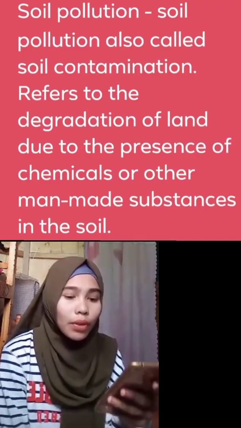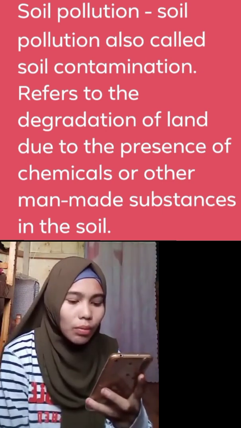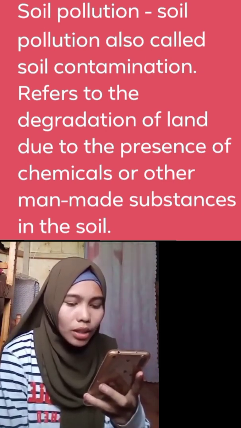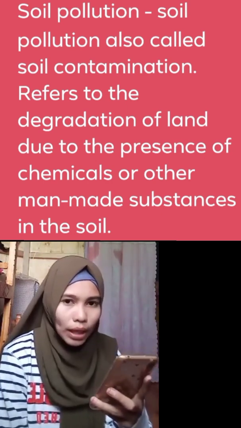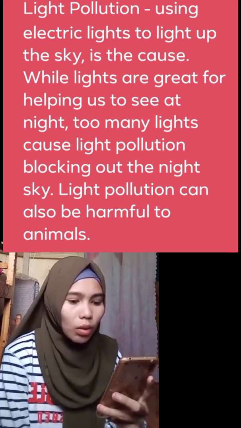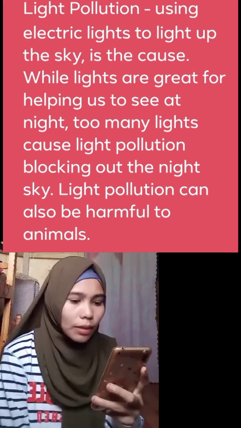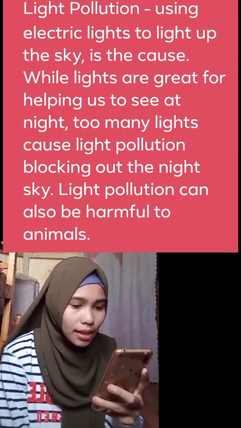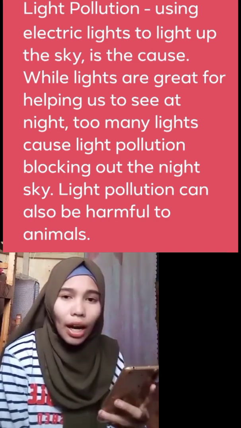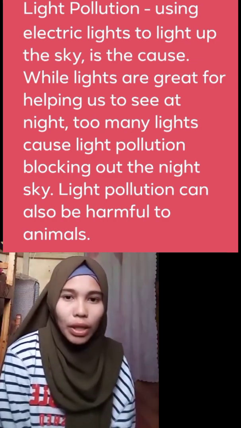Second is soil pollution. Soil pollution, also called soil contamination, refers to the degradation of land due to the presence of chemicals or other man-made substances in the soil. The last is light pollution. Light pollution is caused by using electric lights to light up the sky. While lights are great for helping us see at night, too many lights cause light pollution, blocking out the night sky. Light pollution can also be harmful to animals. For example, the lights of big cities can confuse migrating birds.